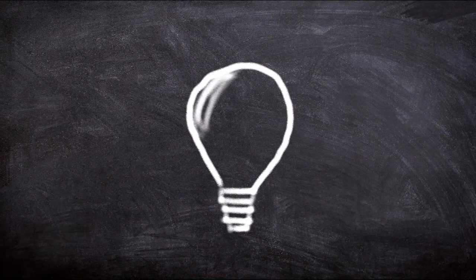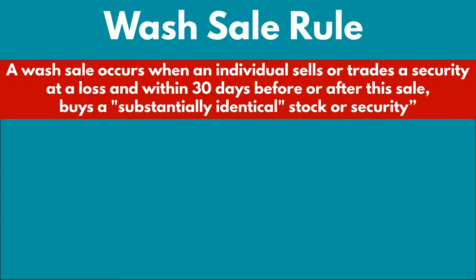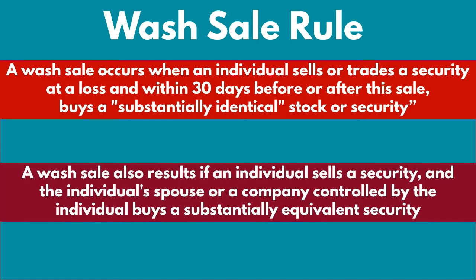One thing that you might be thinking is, can I sell my investments for a loss, buy them straight back, and then use that loss to offset my capital gains tax? The simple answer is no. To mitigate this nifty trick, there is something in place called the wash sale rule. The rule defines a wash sale as one that occurs when an individual sells or trades a security at a loss and within 30 days before or after this sale buys a substantially identical stock or security. A wash sale also results if an investor sells a security and the individual's spouse or a company controlled by the individual buys a substantially equivalent security.